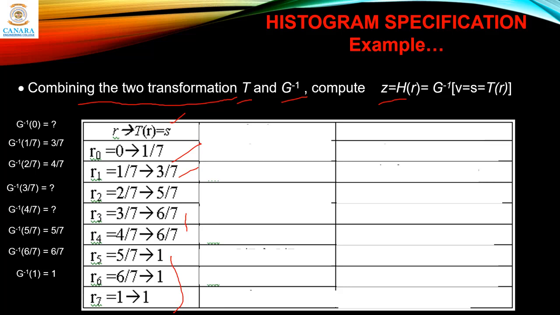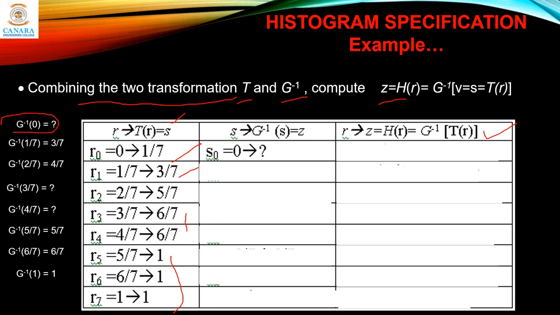Next column will compute the values for S mapping to G inverse of S, which is equal to Z, and the third column is R mapping to Z equal to H of R, which is basically G inverse of T of R. We are assigning some pixels based on the gray levels. Okay, so let's compute. So S naught of 0 maps to, so look at this, G inverse of S. G inverse of 0 doesn't have any value represented, so we'll write a question mark here.